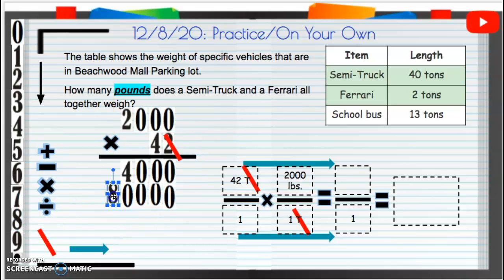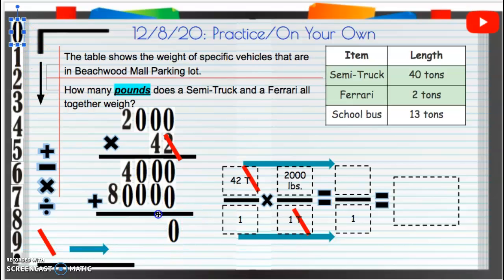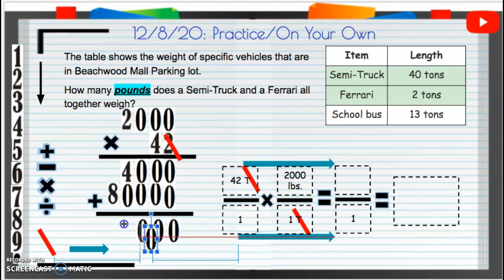Let's add them up. 0 plus 0 is 0. 0 plus 0 again, 0. Oh man, more zeros. 0 plus 0 is 0. Never seen so many zeros in my life. Oh wait, we don't need more zeros. We can put that up there. 4 plus 8. Oh my goodness. Whoa, I'm looking at too many zeros.